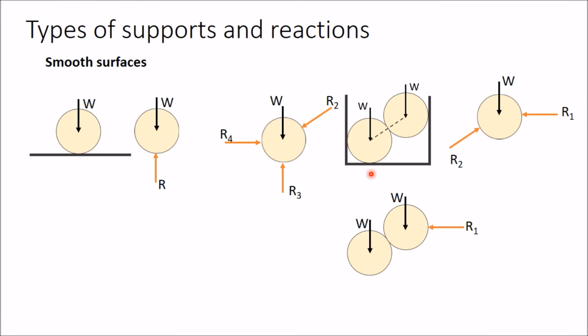Similarly this bottom support you have removed, so in place of this you should show R3, and this vertical support is also removed, so in place of this vertical support you should show R4. All these forces, R3 and R4, pass through the center of this sphere, and R1 is passing through the center of this sphere.